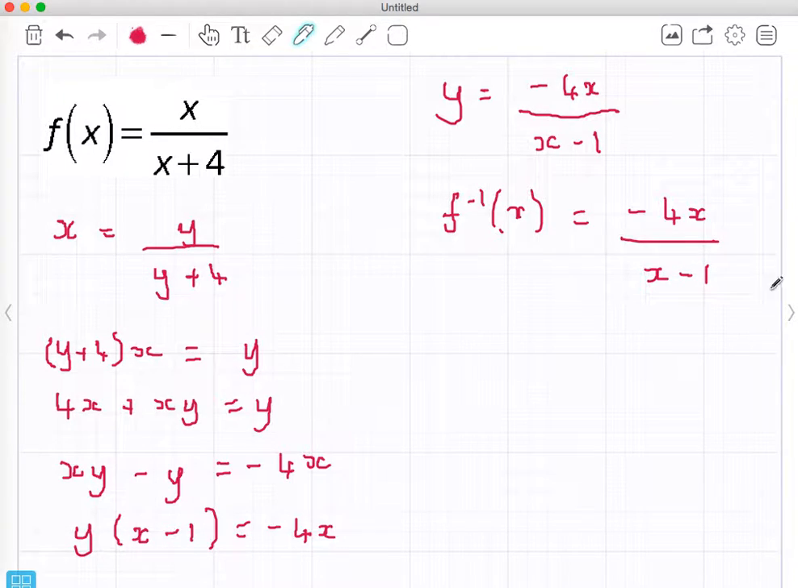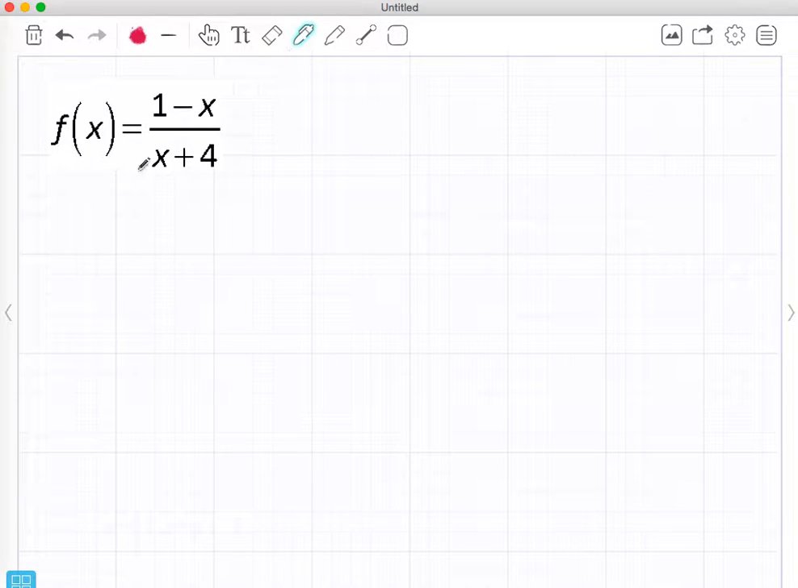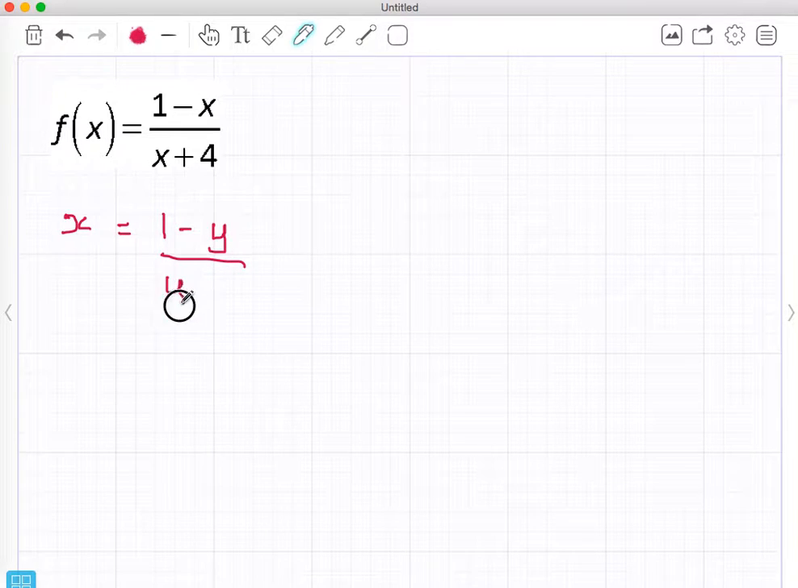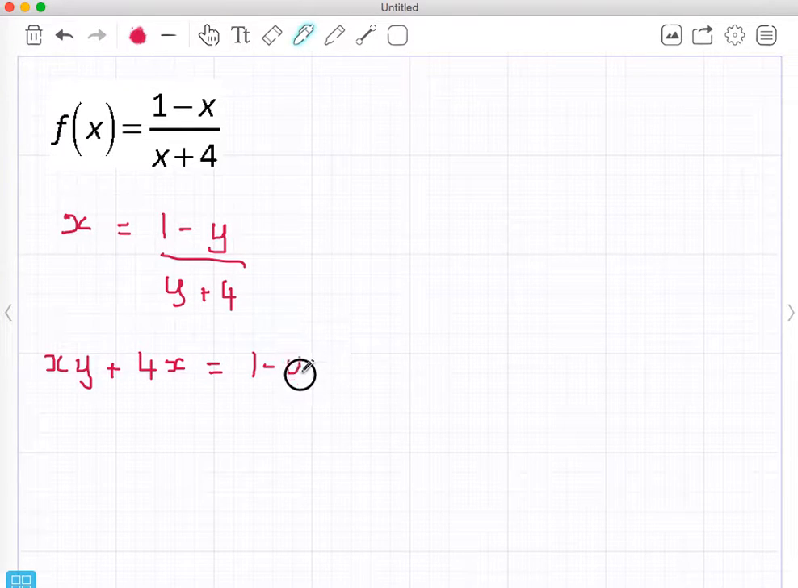Now I've got one more example to do. It's here. If you want to pause the video and try it yourself and then see if you get the same solution as me. Okay, so start off with replacing those x's with y's, make it x equals. Multiply both sides, so when I multiply the bottom with the top there, I'm going to get xy plus 4x equals 1 minus y.